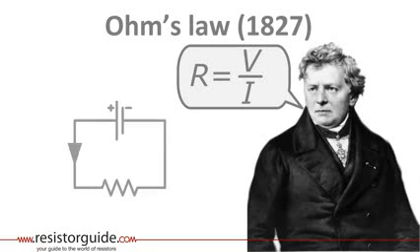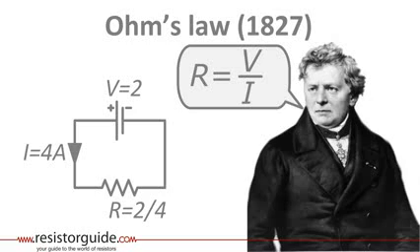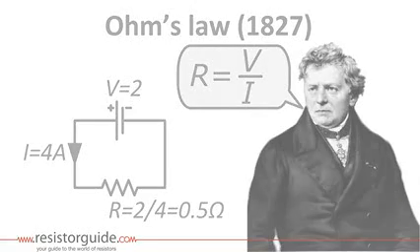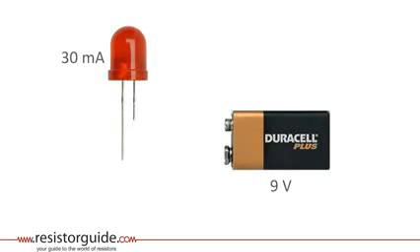A simple circuit with a battery and a resistor can explain this. The voltage source causes a current which is limited by the resistor. The voltage source is 2 volts and we want a current of 4 amps. So what resistance should the resistor have? According to Ohm's law, the resistance is equal to the voltage divided over current, or 2 over 4, which is equal to 0.5 ohms. An example of an application of this simple network is a basic LED circuit.